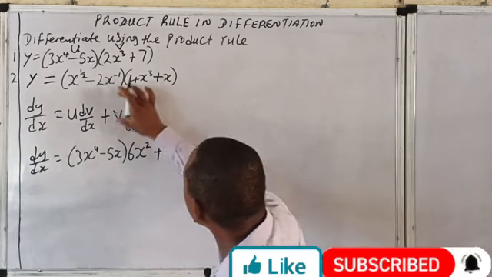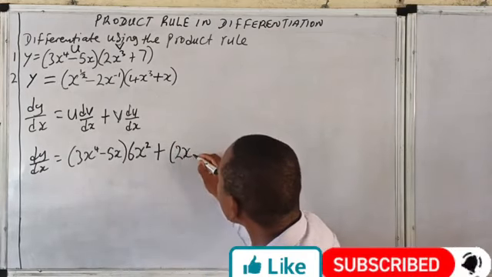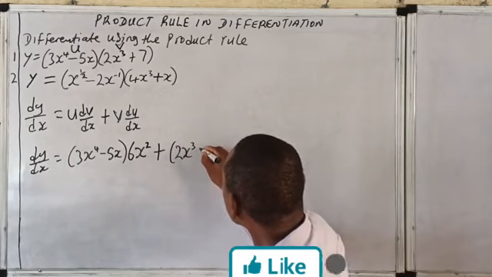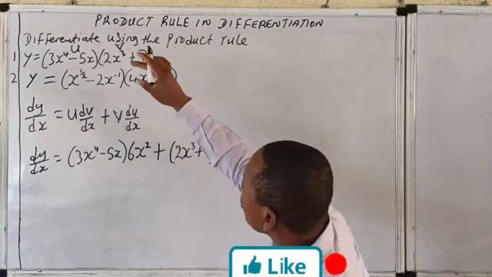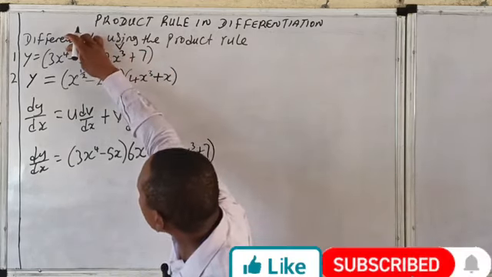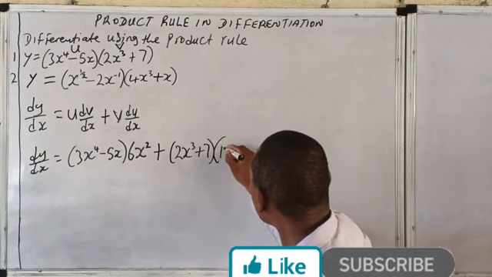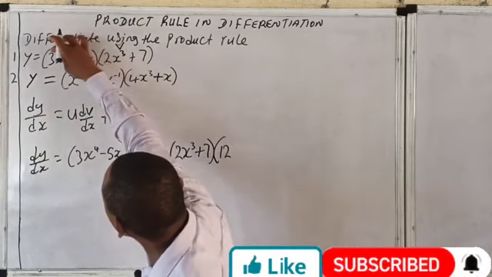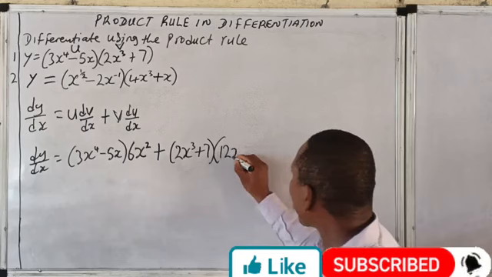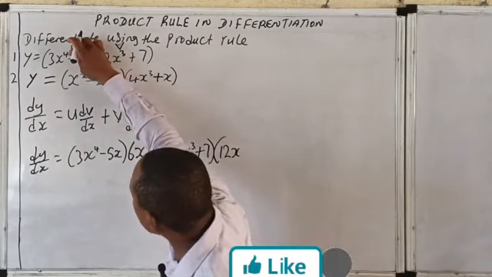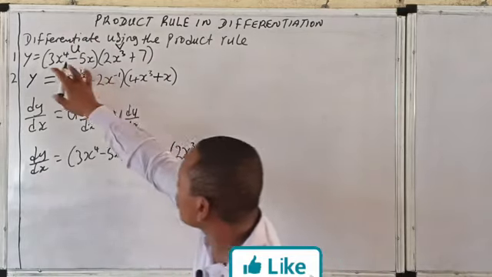Plus, now I will pick the v, which is 3x to the power 4 plus 7. Now I'll have to differentiate this. To differentiate this, let's start from here. 4 times 3 is 12, which we have here. Now I'll bring down my x. Now I will remove 1 from this power. So 4 minus 1 is 3. So I've succeeded in differentiating this.